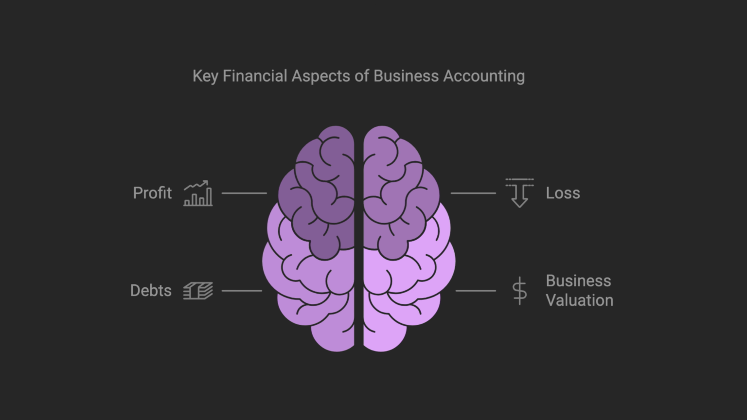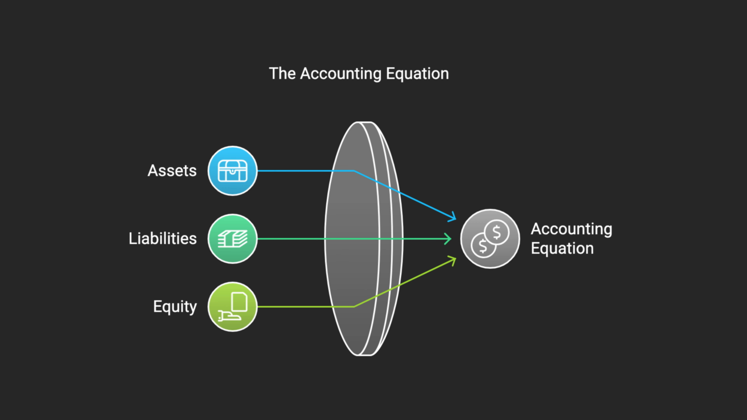Now imagine these businesses. Each one needs to know how it's doing financially. Is it making a profit or a loss? How much money does it owe? How much is it worth? Accounting provides the answers. The fundamental equation of accounting is assets equals liabilities plus equity. This equation is the foundation of everything we do in accounting.